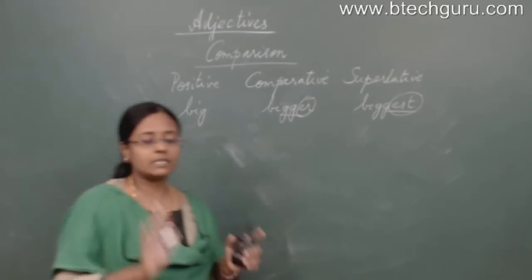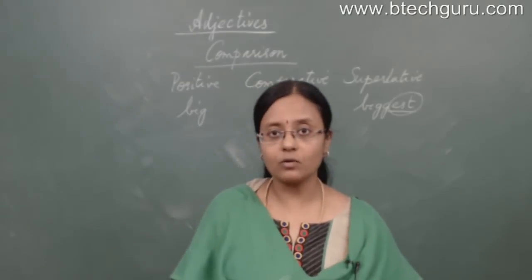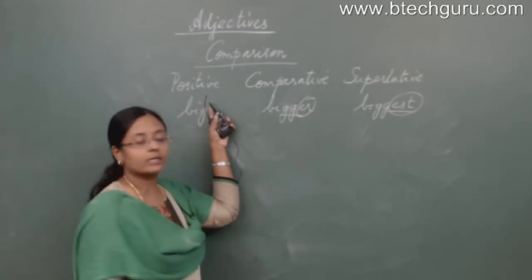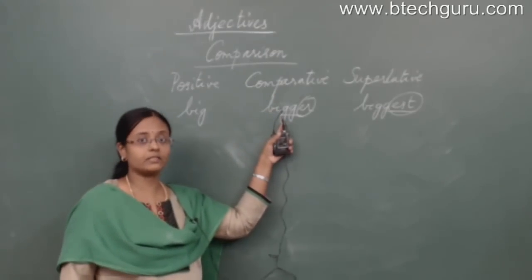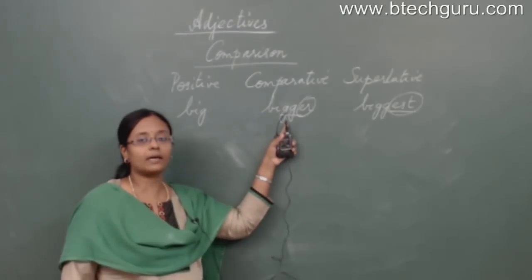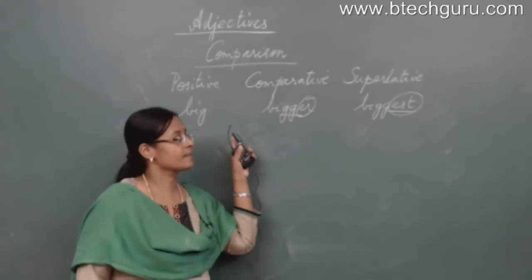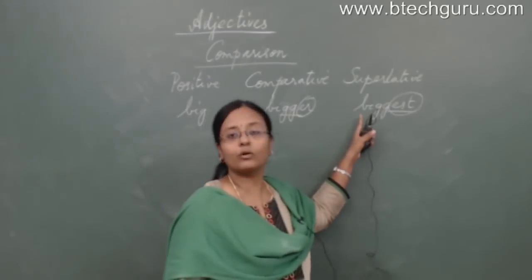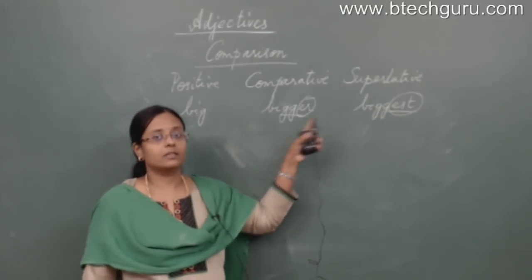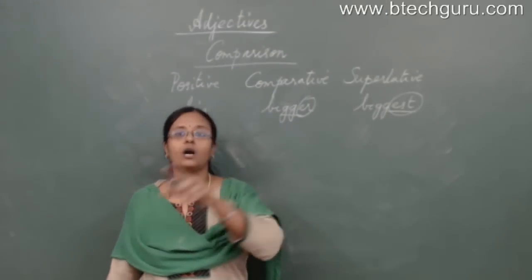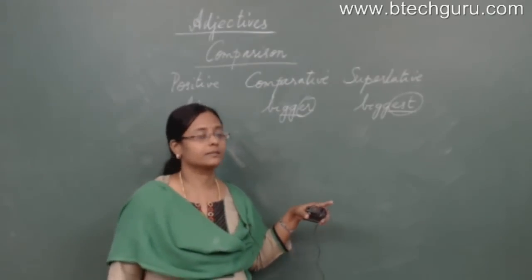When we just want to state this is a big house, we use the positive degree. But when we compare two houses, then we should use the comparative degree. This house is bigger than that house. Or if you talk about more than 2 things, then we prefer the superlative degree. This is the biggest of all houses in this street.